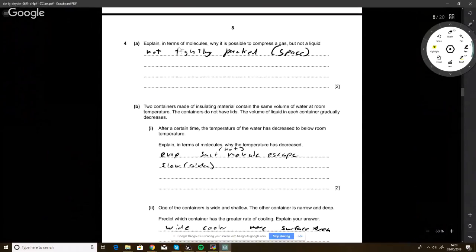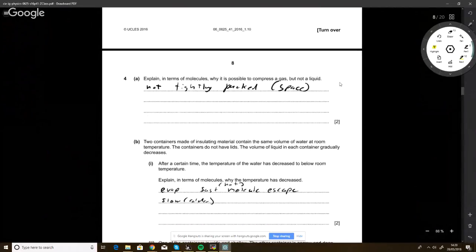Explain in terms of molecules why it is possible to compress a gas but not the liquid. Essentially, it's got to do with the space between the molecules. So in the case of a gas, there's lots of space in which to compress, but for a liquid, there is very little space, and so you cannot compress it.